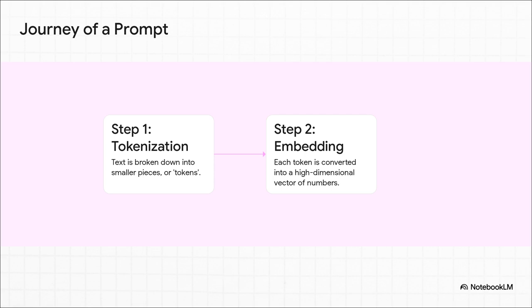But then, the real magic happens. Each one of those tokens gets turned into what's called an embedding, basically a very long list of numbers, a vector, that serves as its unique address in this huge multi-dimensional space of meaning.